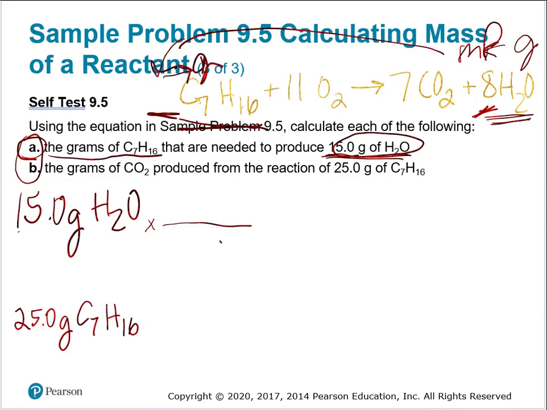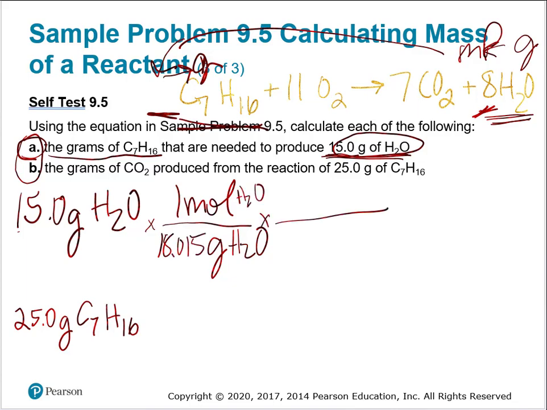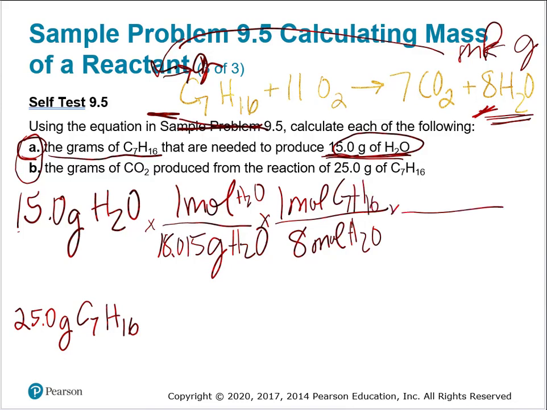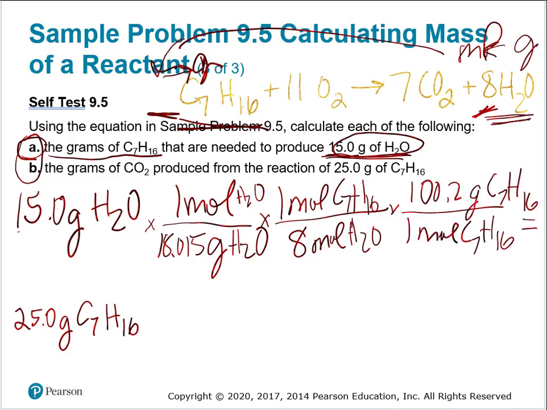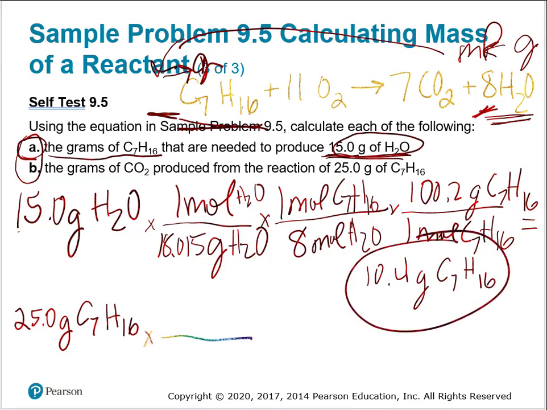Let's get started. We want to know how many grams of H2O there are in 1 mole of H2O, which should be about 18.015 grams. That's water. Make sure you label. And we just said that there was 8 moles of water for 1 mole of C7H16. And then our last step is going from moles to grams. And the molar mass for that is 100.2 grams. If we multiply across and divide going down, we should get 10.4 grams of C7H16.